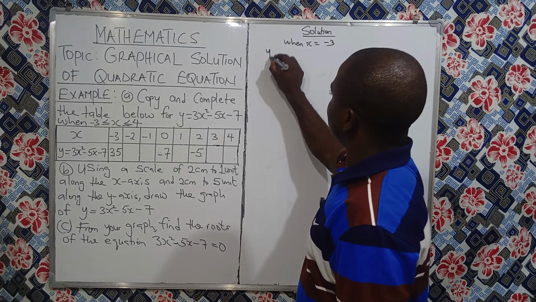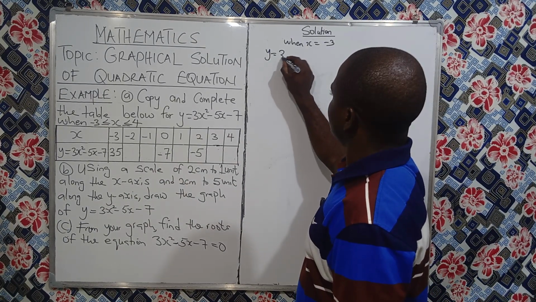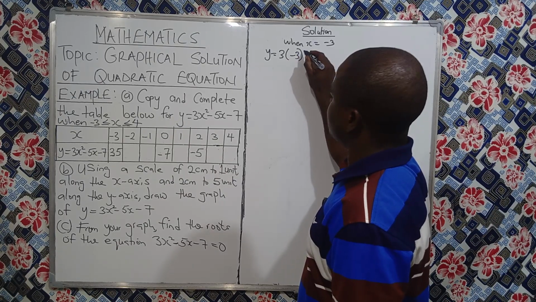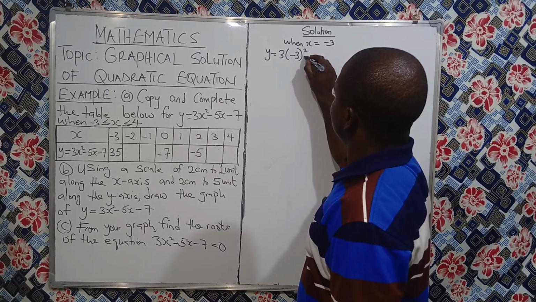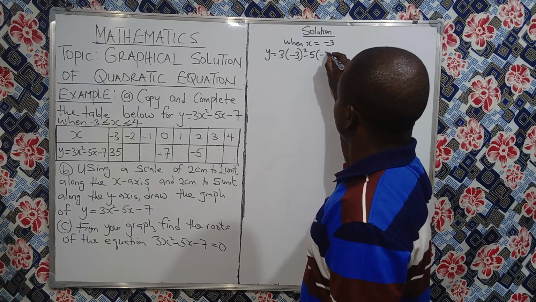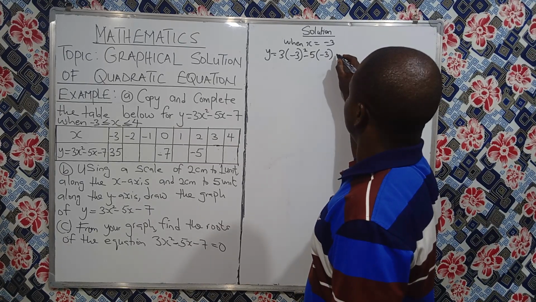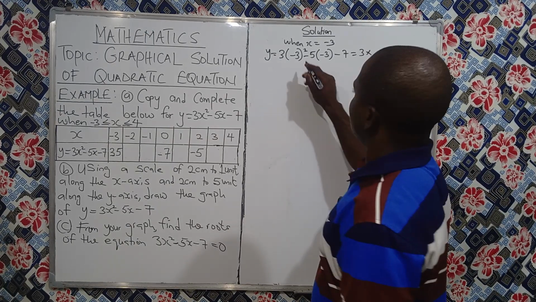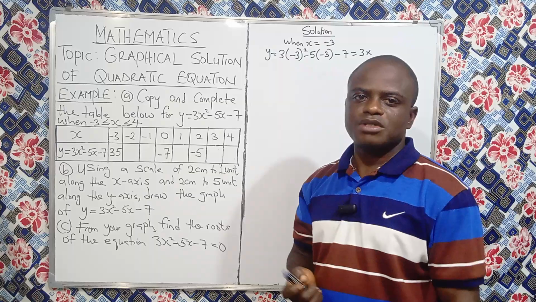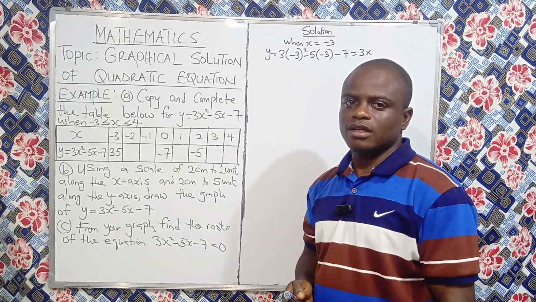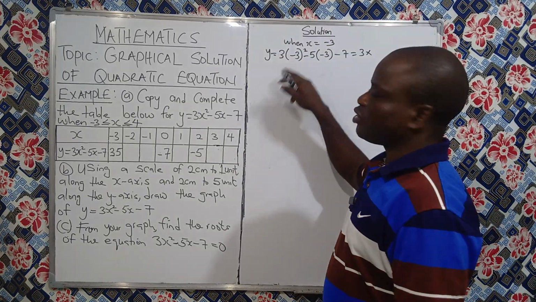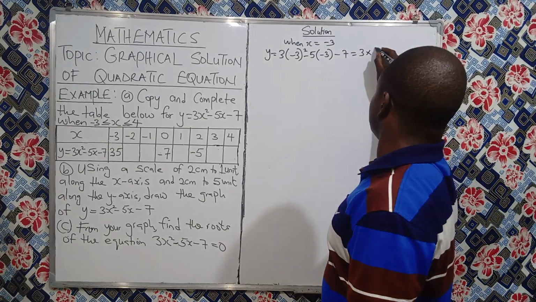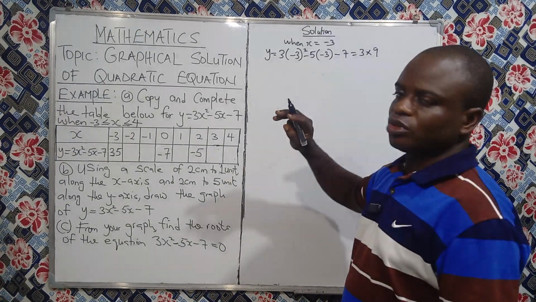y equals 3, open brackets, minus 3, squared, minus 5 bracket minus 3, minus 7, equals 3 times minus 3 squared, which means minus 3 times minus 3, which is 9. Some students make the mistake of saying minus 3 squared is minus 9, which is very wrong. Minus 3 times minus 3 is 9, because negative and negative is positive.